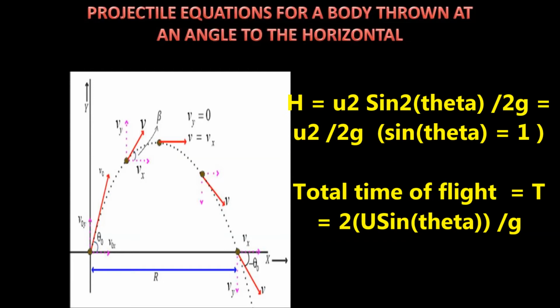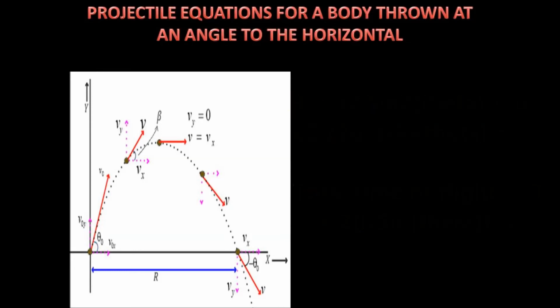So h, the maximum height reached, is equal to u square sin square theta by 2g. It comes from the equation, and with sin theta equal to 1 you have u square by 2g. So these are the basic equations. We'll revisit these equations before we do problems in the revision, and we'll get a sense of the equation. Total time of flight is double the time to reach maximum height, right? So total time of flight t is equal to 2 into u sin theta by g.